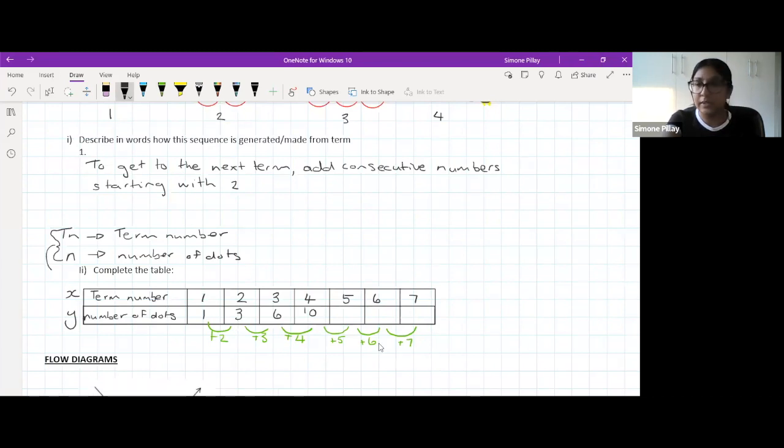So let's fill in our missing numbers. Term number 5, we're going to have 10 plus 5, 15. Term number 6 is going to be 15 plus 6. That is going to give me 21. And lastly, for term number 7, I'm starting with 21 plus 7. I'm going to end up with 28.